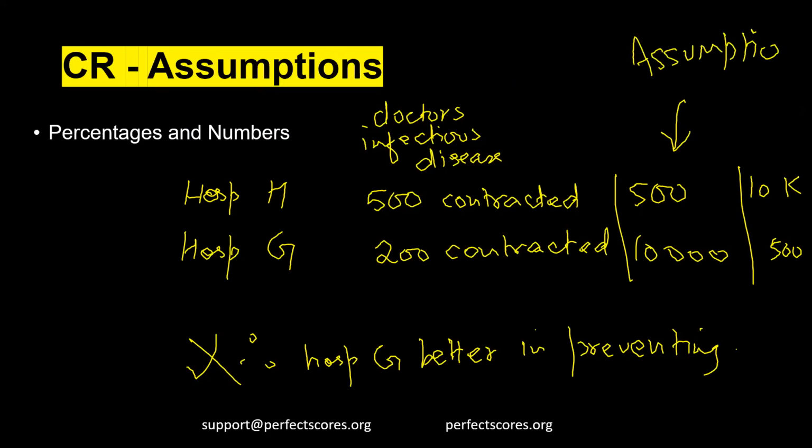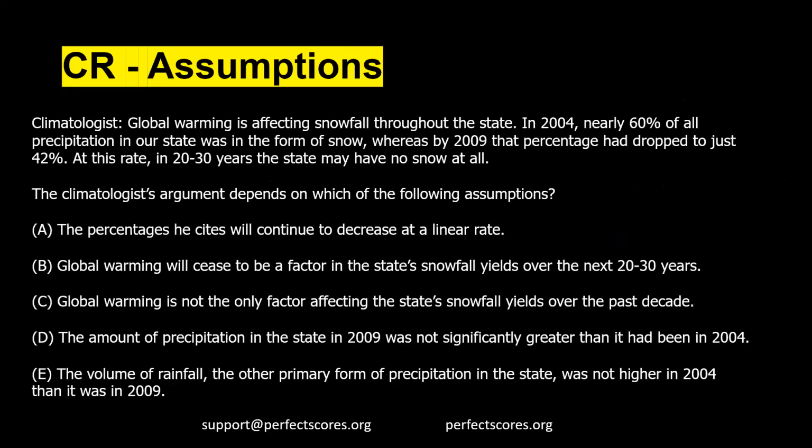The assumption is that the number of doctors who treated infectious diseases was comparable in both of them. So that's the basic assumption in this case. Basically, if you have percentages and numbers in your options and arguments, the assumption is that all that information is comparable and transferable from one unit of analysis to the other. Let's try one question here together.